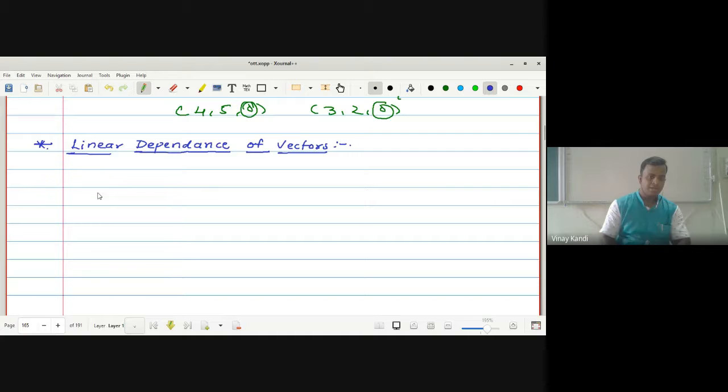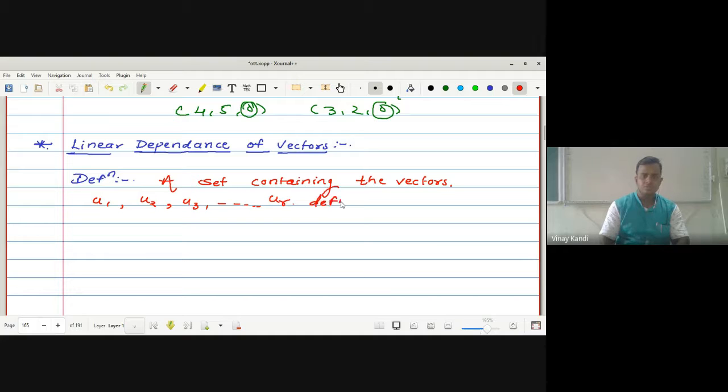Look at here. Definition. A set containing the vectors, suppose a set contains these vectors u1, u2, u3, up to so on, suppose ur, a finite set of vectors defined over a field capital F. Okay, these are the vectors defined over the field capital F.